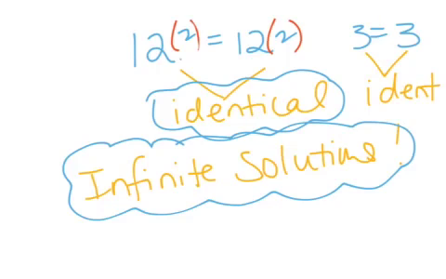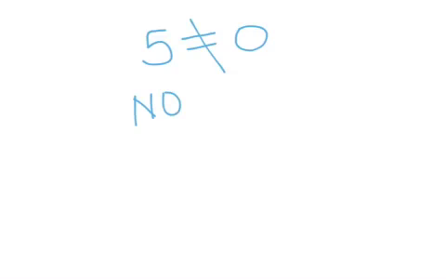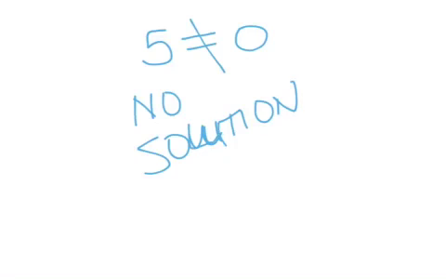Now down to the last type of solution. It's when you have something that is not true, like 5 equals 0. Not true. That means there's absolutely no solution. That one, you just look at it and say, that is not right. I don't know what's wrong, but that is not right. It never will be right. So no, no, no, no, no.